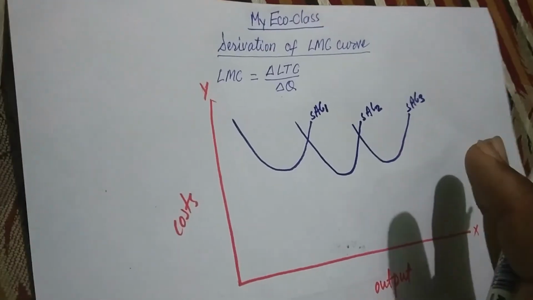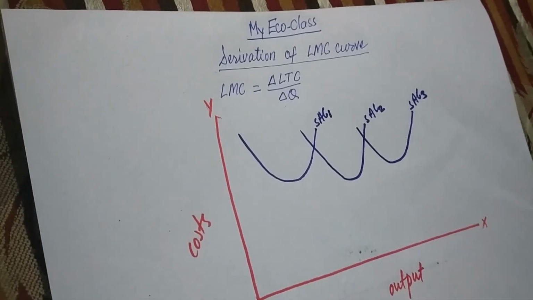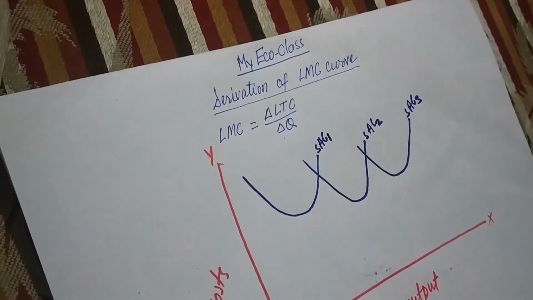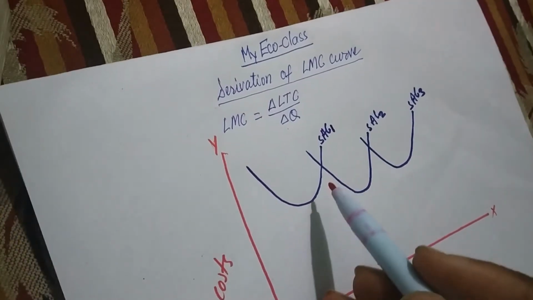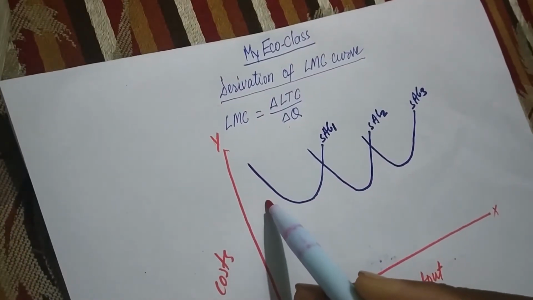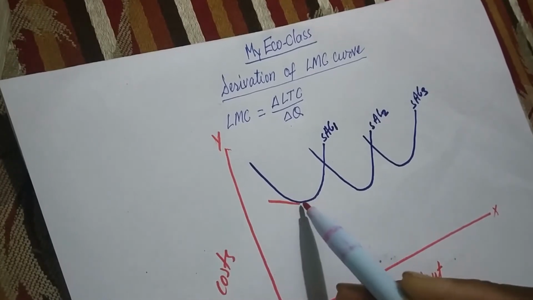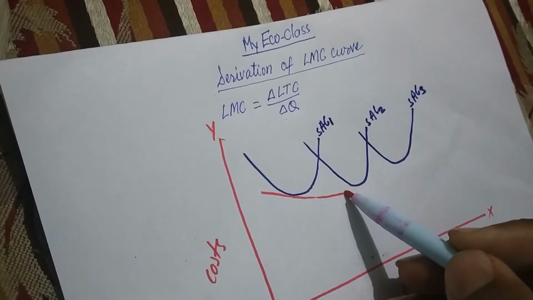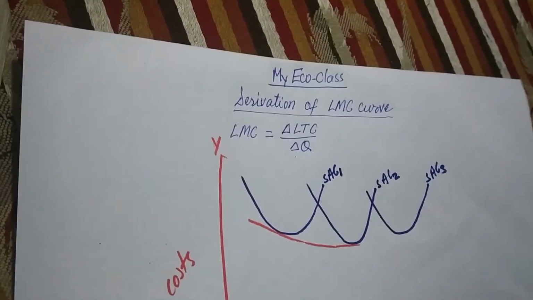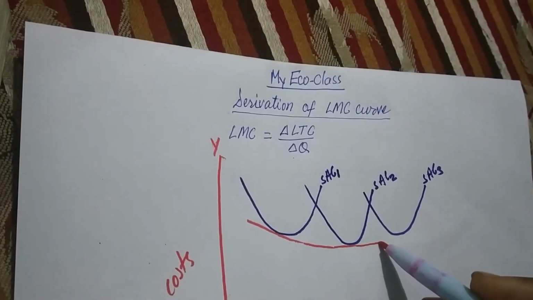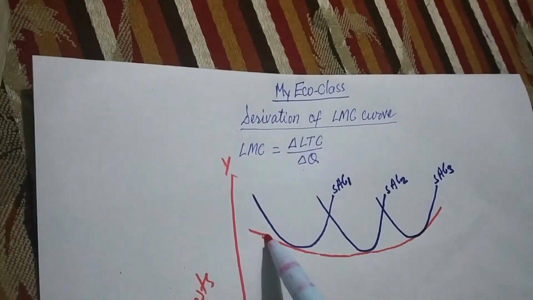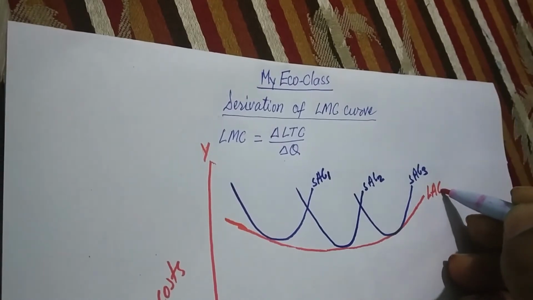Now, in order to find out the long run average cost, we draw a smooth line in such a way that the line is tangent to the lower portion of each of the short run average cost curves. Here I am going to draw a smooth line in such a way that the line is tangent to the lower portion of each of the short run average cost curves. Here, this is the long run average cost curve.